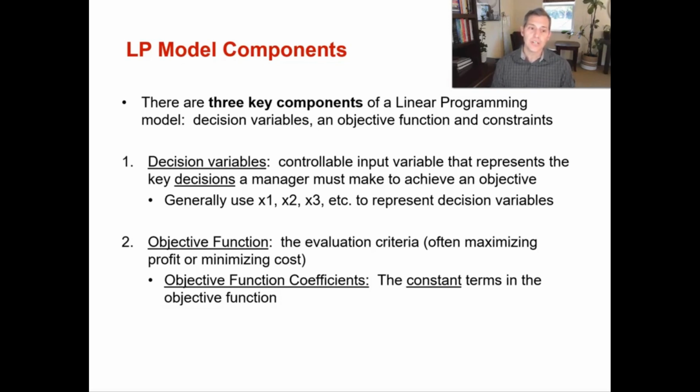The objective function is the evaluation criteria, which is generally maximizing profit or minimizing cost. And the objective function coefficients are the constant terms in the objective function, so things that cannot change. Well, they generally do not change. So the profit per unit would be a good example of the objective function coefficients, because the profit isn't going to change as you sell more or less of a product. The profit stays the same. So that's something that is part of the constant terms.